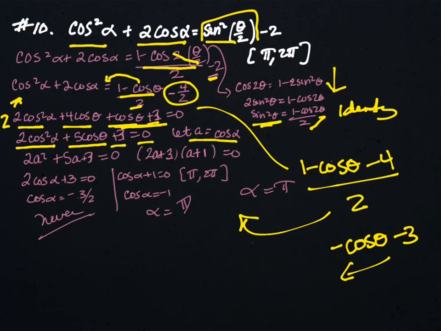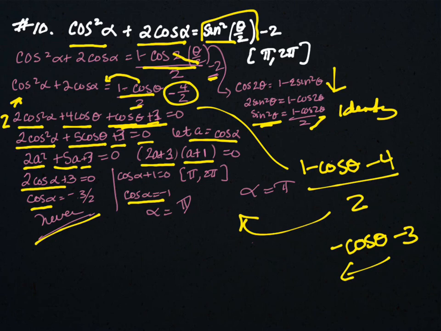So we're going to let a equal cosine alpha. So then factor it. Well, let's see. That gives us 2a squared plus 5a plus 3. So that factors to 2a plus 3 and a plus 1. So you put cosine back in. 2 cosine alpha plus 3 equals 0 gives us cosine alpha is negative 3/2, which never happens. It's over negative 1 and not in the range. And cosine alpha plus 1 equals 0 gives us cosine alpha is negative 1.